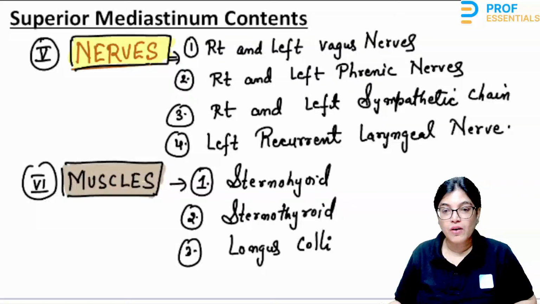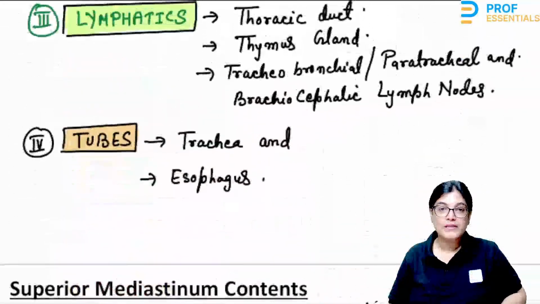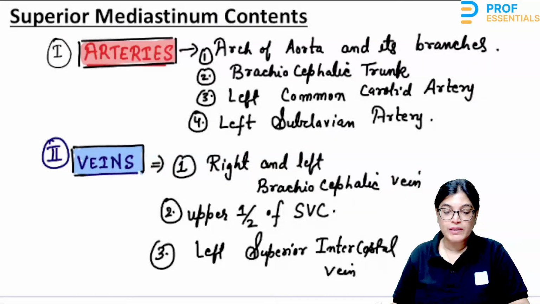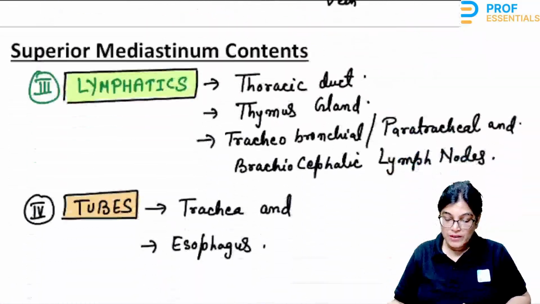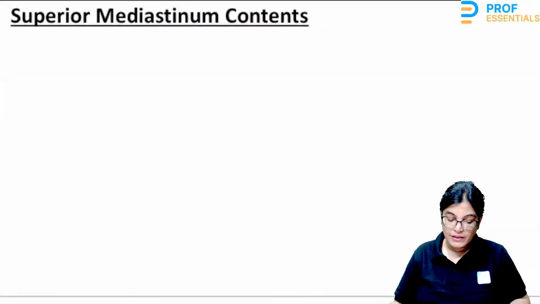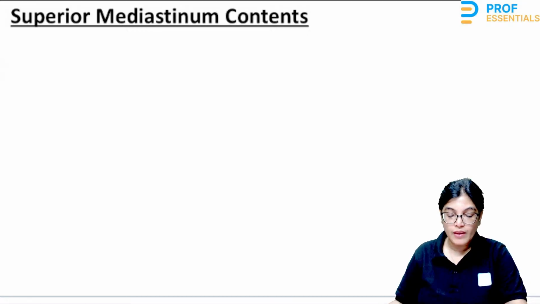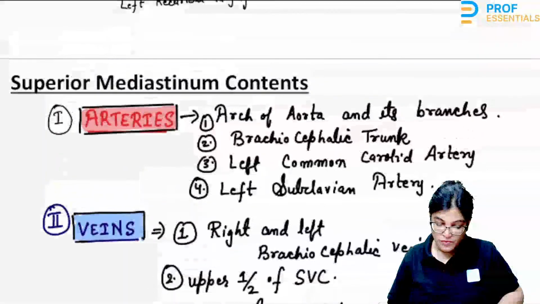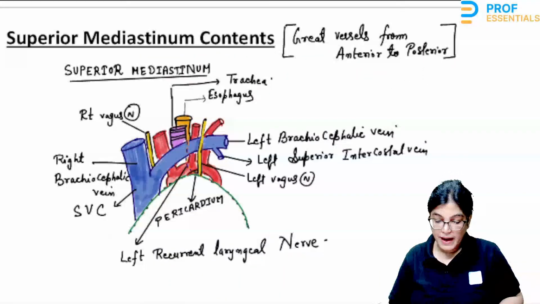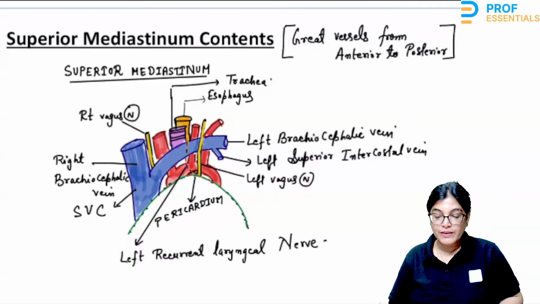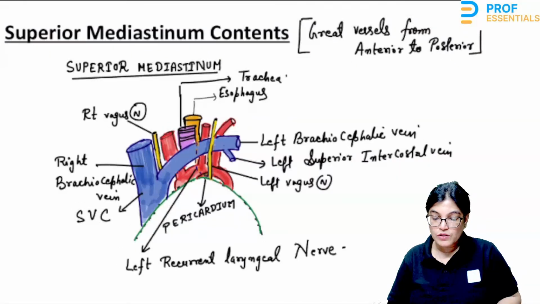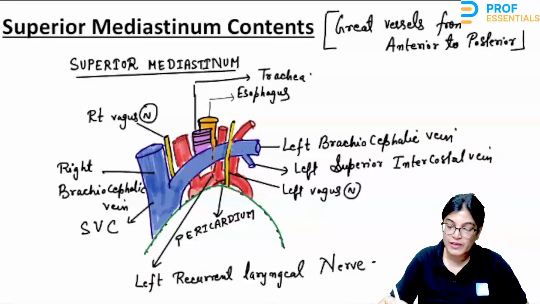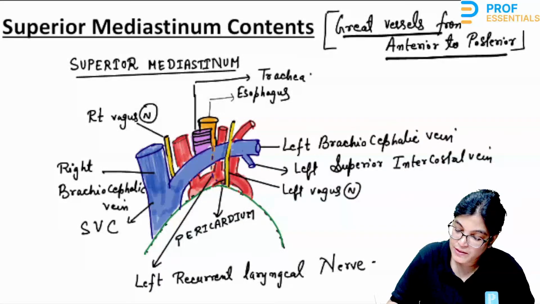You can see here that all the structures which are the content, the nerves, the muscles, the tubes, the lymphatics, the veins, the arteries, everything which is an important content has been written. Now other than that, I also want you to know the content of the superior mediastinum by making a transverse section. We have made one image in which I explained the important contents of the superior mediastinum. As you can see, the structures from anterior to posterior, we can see the great vessels in this diagram.